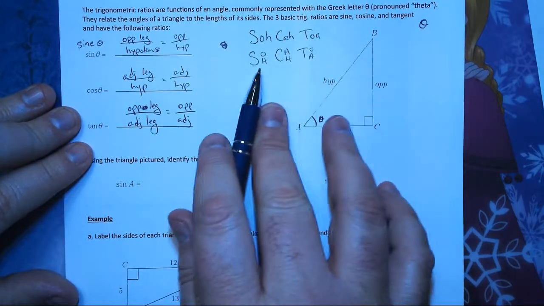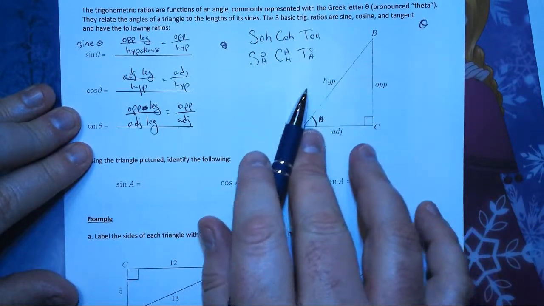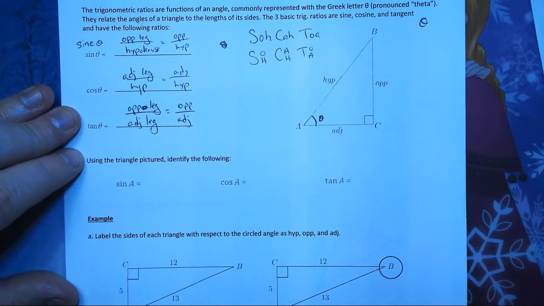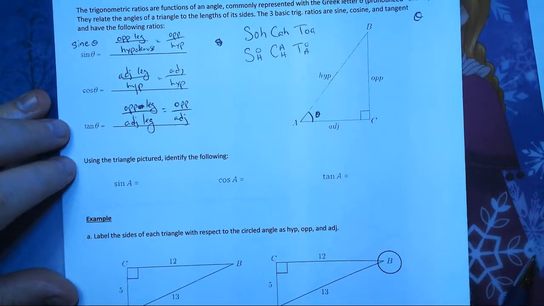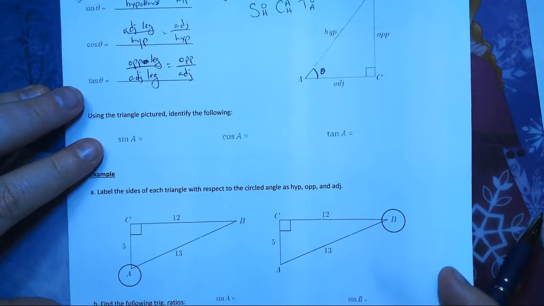And it's just a mnemonic device that lets us remember something using the first letters of the words. So using the triangle picture, identify the following: the sine of A.